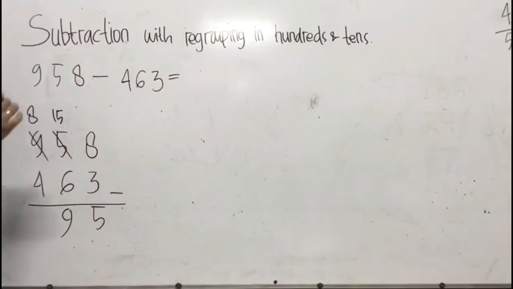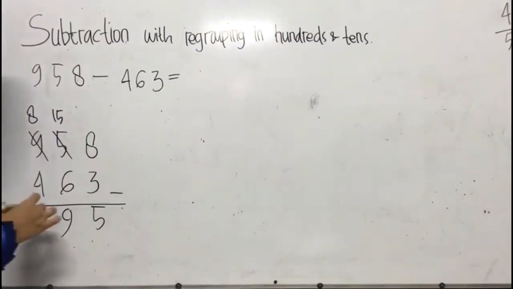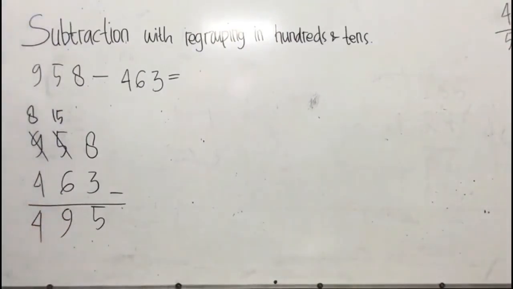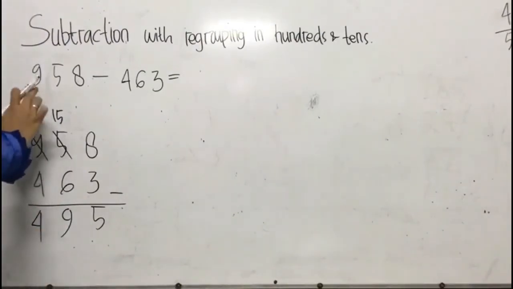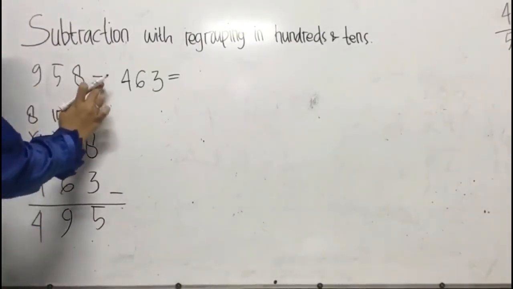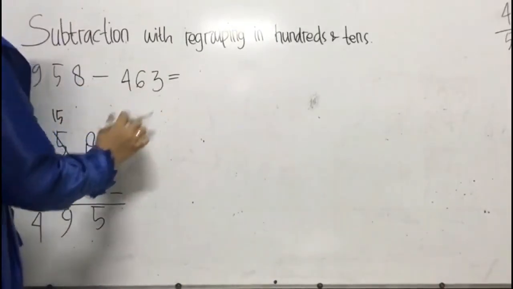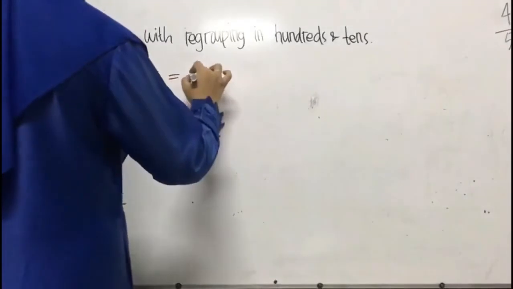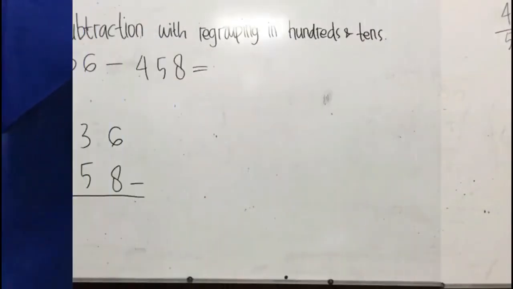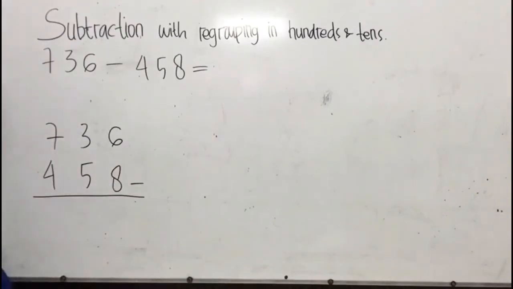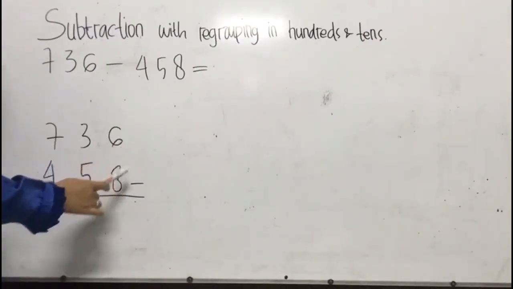Okay, next, subtract the hundreds. 800 minus 400 equals, yes, 4. So 958 minus 463 equals 495.